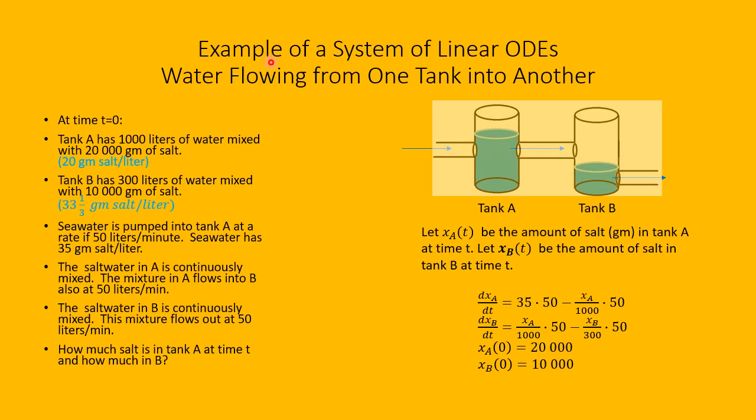So let's solve an initial value problem using Laplace transforms and inverse Laplace transforms. We're going to look at an example of a system of linear ordinary differential equations. In this case, we're going to have two differential equations, water flowing from one tank into another. And so here's the setup.